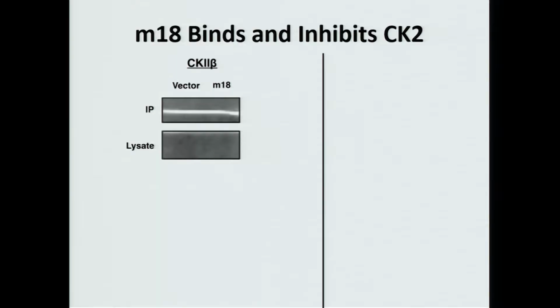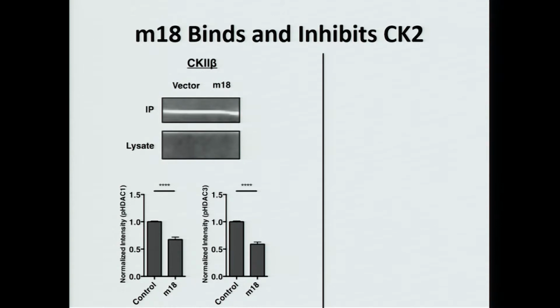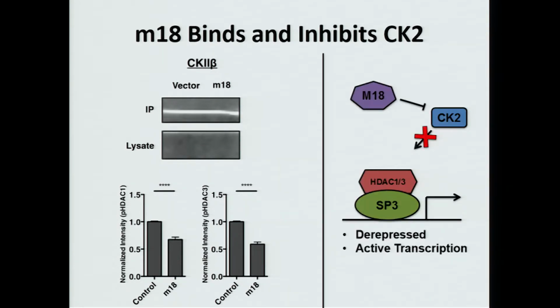And so in order for M18 to be acting through CK2 on HDAC regulation, you'd expect that M18 would be inhibiting this activator of HDACs. And so what I'm showing you here is levels of phosphorylation of HDAC1 and HDAC3 at the CK2 phosphoconsensus sites in M18 expressing cells. And so as you can see, these are severely decreased, which is exactly what we'd expect in this model.